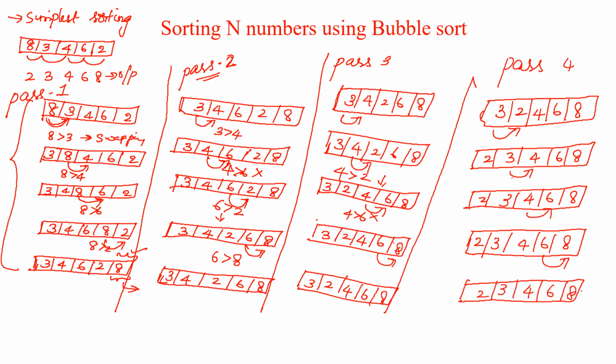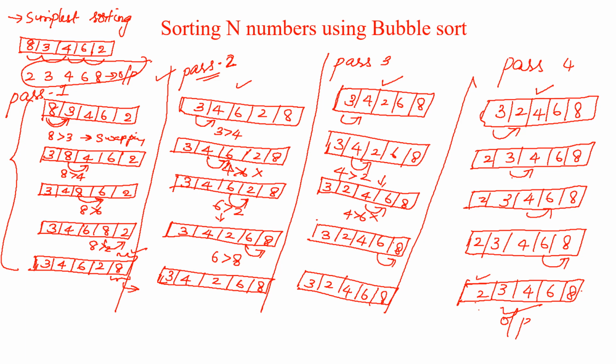So now pass 1, pass 2, pass 3, pass 4. Okay, after 4 passes the elements inside the array will be in ascending order: 2, 3, 4, 6, 8. So this was your expected output, and after the 4 passes you have got the expected output. So this is how your bubble sort algorithm works. 4 passes, and inside each pass you are going to compare 4 times.